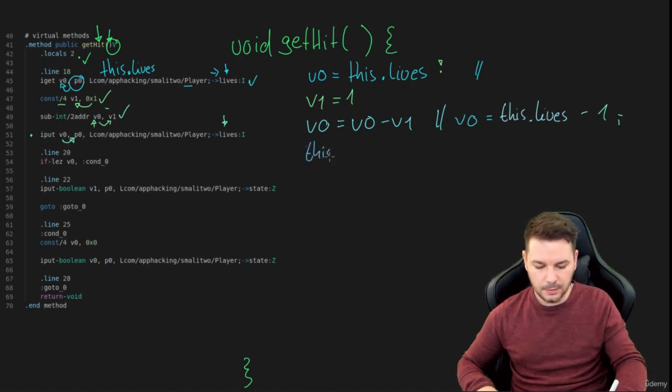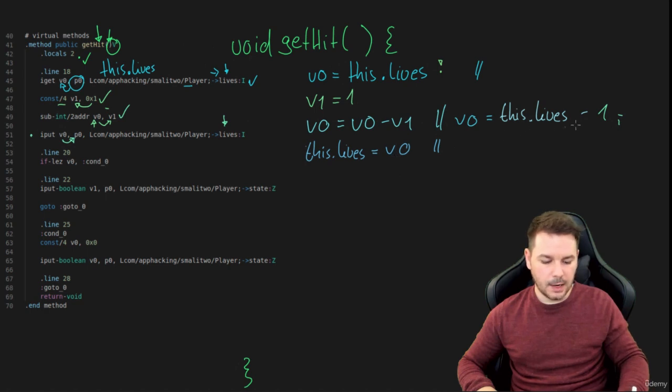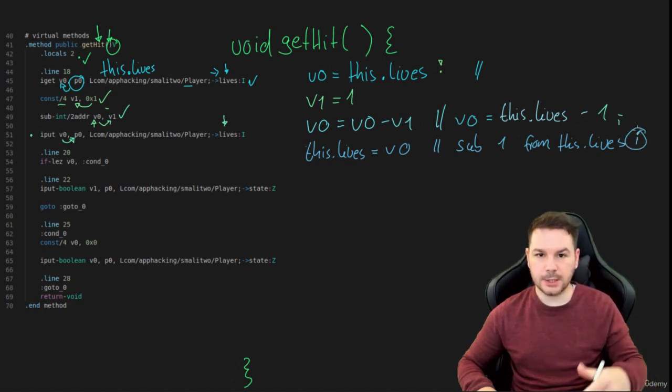And this.lives is now equal to v0, and v0 is this.lives minus 1. So at this point we are just subtracting 1 from this.lives. Let's put an info, which is not an instruction, it's just a reminder for us that we are subtracting 1 from this.lives.